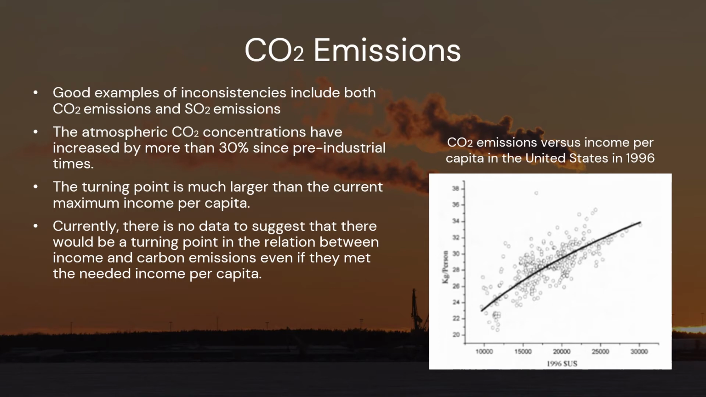Furthermore, there is no data to suggest that there would be a turning point in the relation between income and carbon emissions, even if they met the needed income per capita. All current data suggests carbon emissions will only increase with industrialization, as global warming has been increasing over the years. The graph shown is the EKC in the US in 1996, and as you can see, it never reaches the turning point and the environmental degradation only increases.